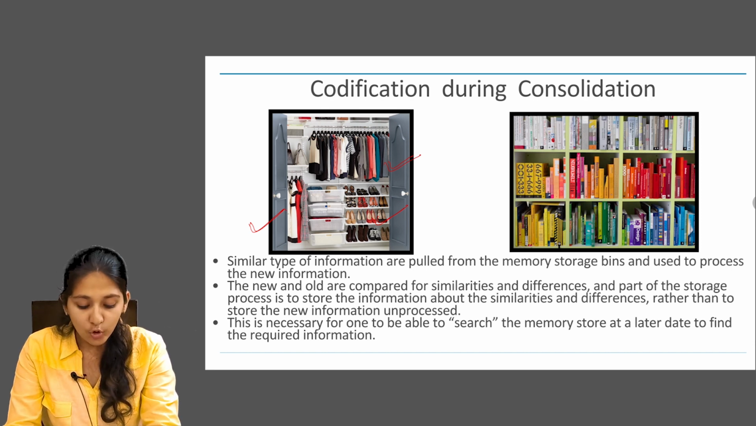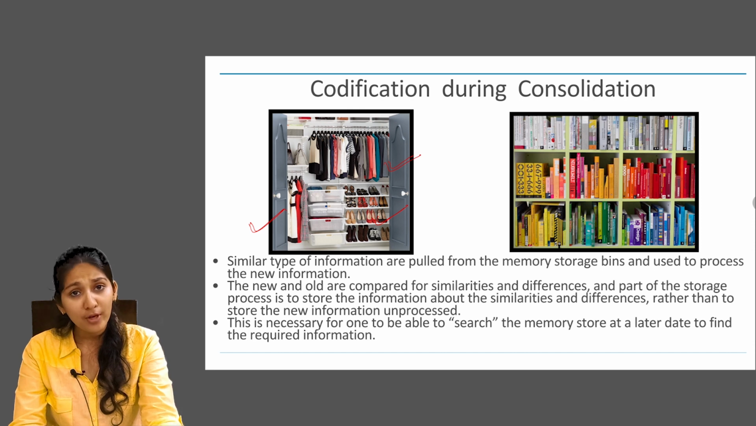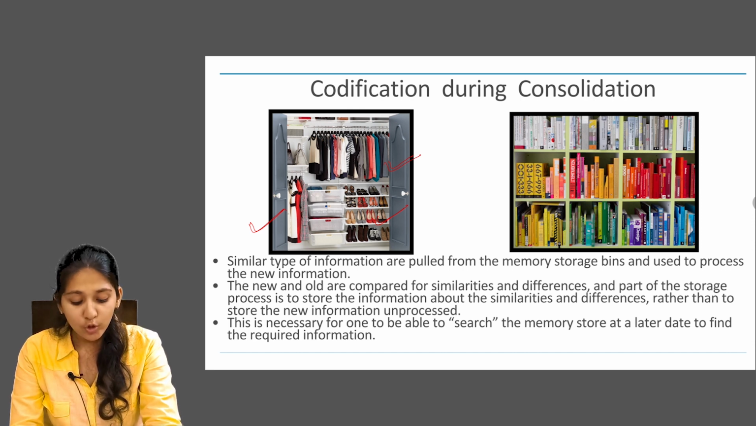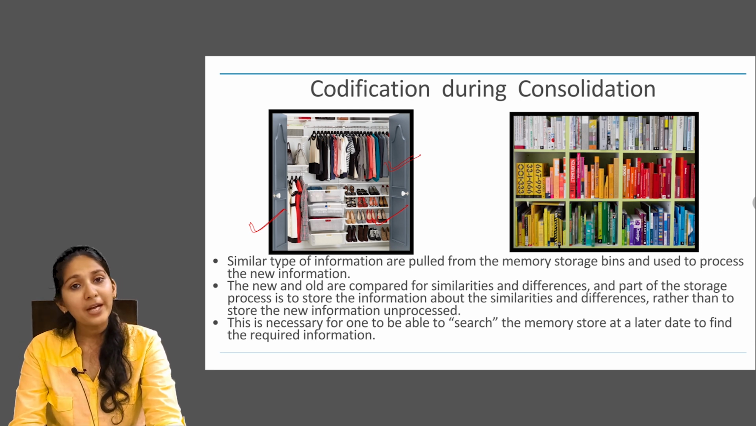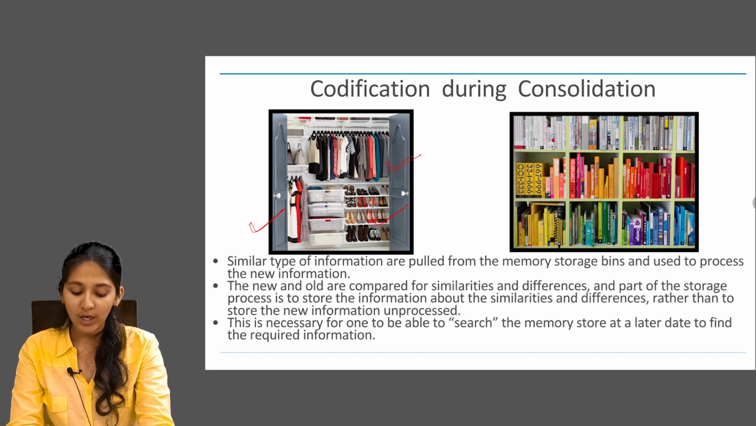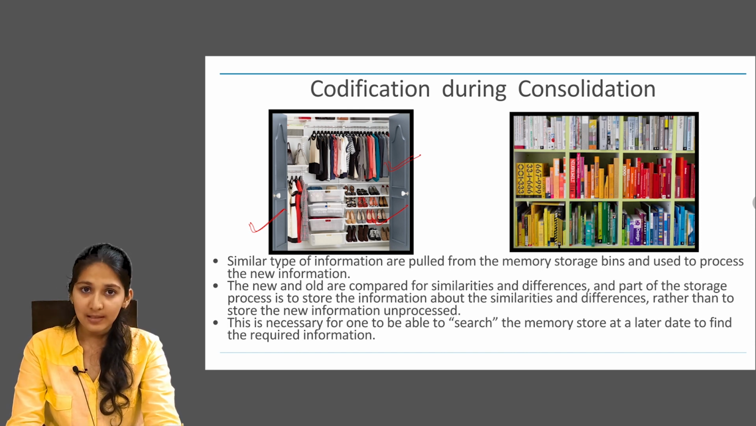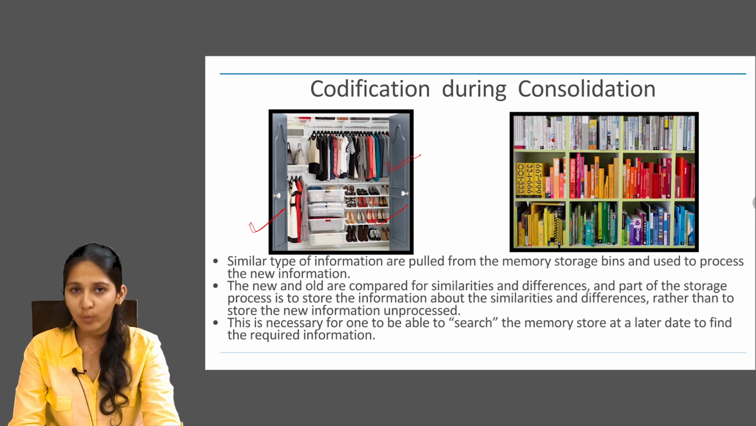Codification means similar types of information are pulled from the memory storage bins and are used to process the new information. That is, the old and the new are compared for similarities and differences, and they are stored processed and not stored unprocessed. And this is necessary to be able to search the memory store at a later date to find the required information.